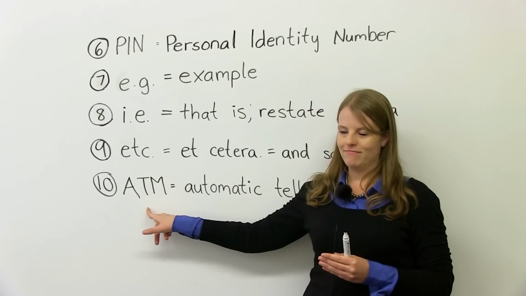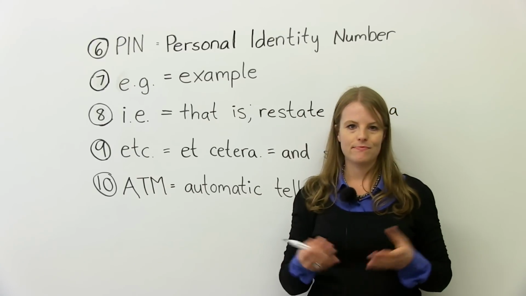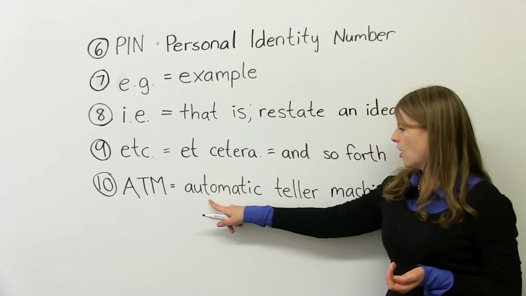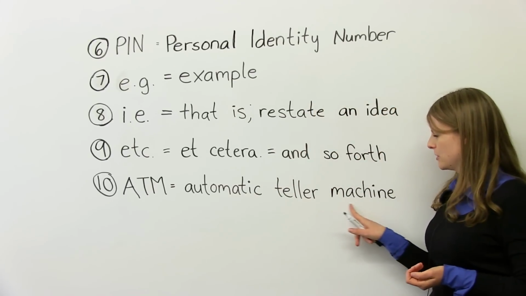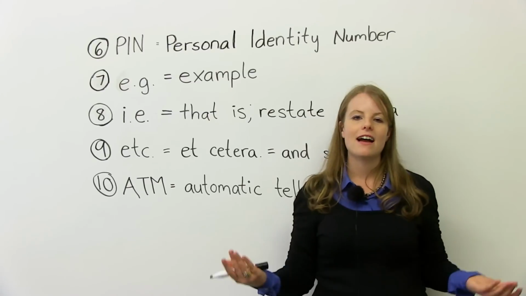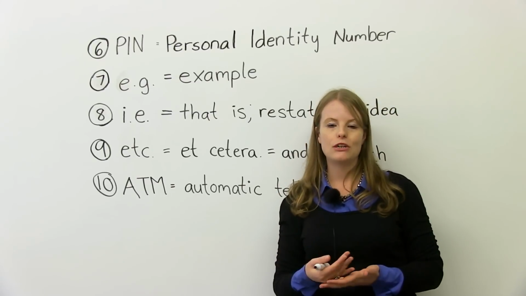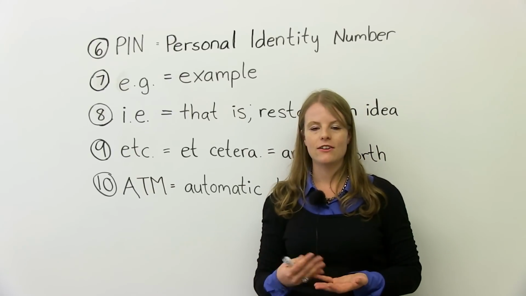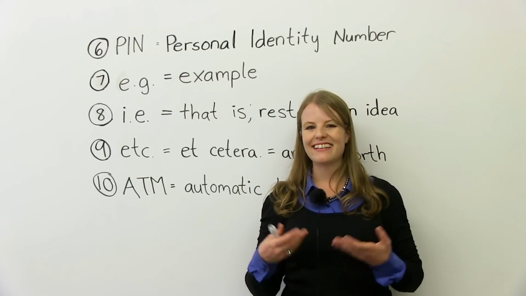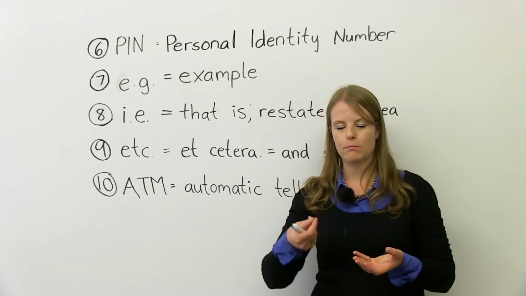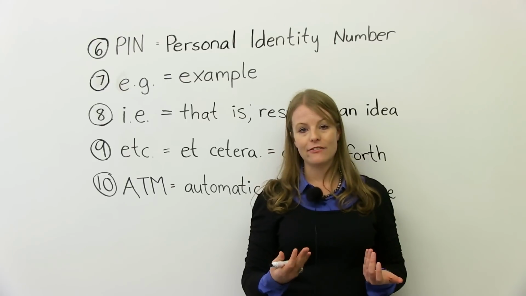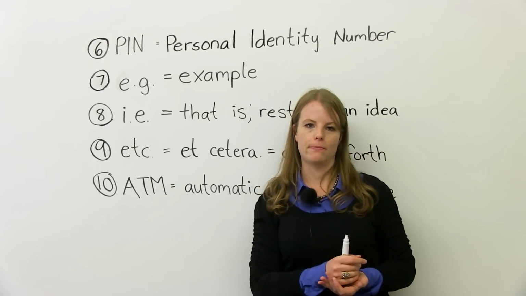Finally, number 10, ATM. What is an ATM? It stands for Automatic Teller Machine. Okay? ATM is a machine. You usually find it at the bank, or you can find it sometimes in stores, on the street. And it's like a bank. You put in your debit card, and it gives you money. So it's a machine that gives you money, and it's associated with your bank.